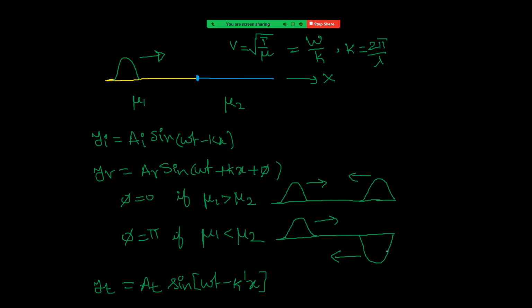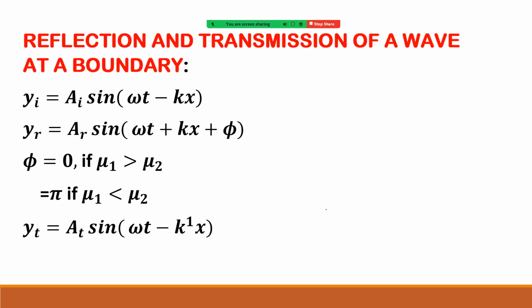Okay, let us see the notes now. We have taken y incident equal to a incident sin(omega t minus kx), and y reflecting equal to a reflecting sin(omega t plus kx). This is plus because after reflection the wave propagates along the negative x direction. Plus phi. So mu1 greater than mu2 means traveling from denser to rarer medium, so phi value is 0. If you take the reverse, traveling from rarer to denser, there is a phase change of pi.